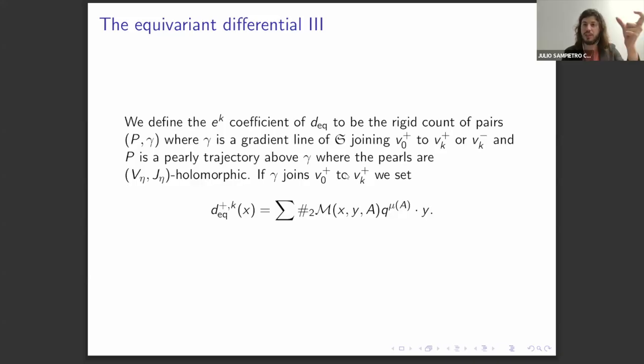Note that since V is the same at all the poles, then this Pearly trajectory will land at something in the chain complex that I actually have. It's going to be the same chain complex, so y is also in the chain complex of V.